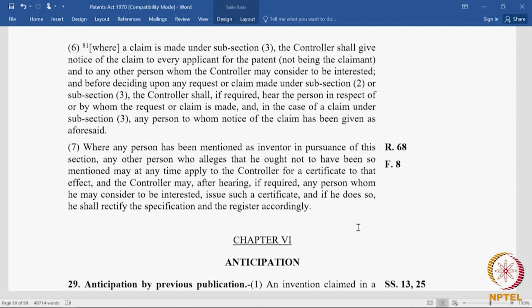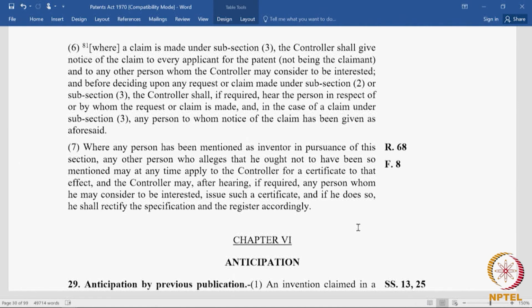Now, in both the cases, the controller will give notice and hear the person. The section only says that the controller shall give notice of the claim to every person involved. So, he will call the applicant, he will call the inventor, he will call any other person who may be interested. There may be other people whom the controller may feel, there may be other joint inventors. The controller can call any person and hear that person. So, subsection 6 deals with hearing.